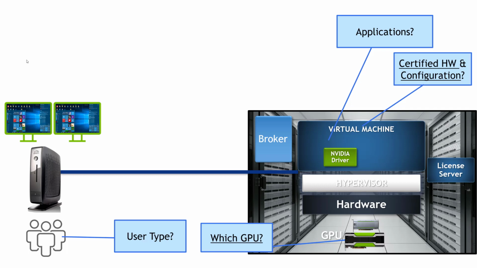Okay, so now we've decided on which GPU is going to be right for our workload. The next thing we need to do is decide which remoting stack we're going to use to get those pixels from the data center down to our end users. A couple of different things to think about there.